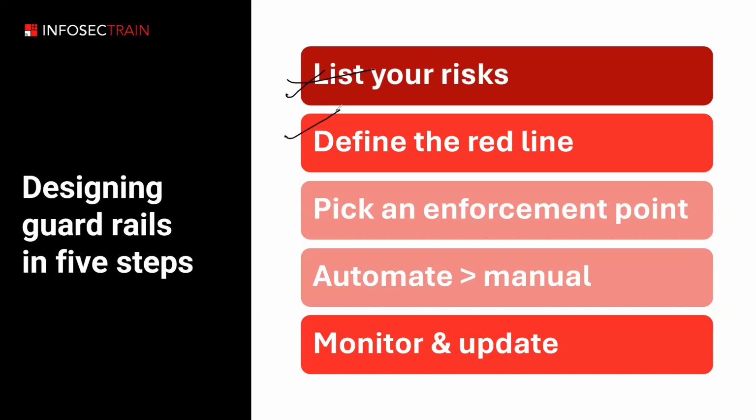Then define your red line. Define a red line, basically what is absolutely unacceptable, like no PII ever in the logs. Okay, Saksham, just take a screenshot of this slide. Third is to pick the enforcement point. Pick the enforcement point means, what is the data pipeline? What is the runtime middleware? What is the UI layer?